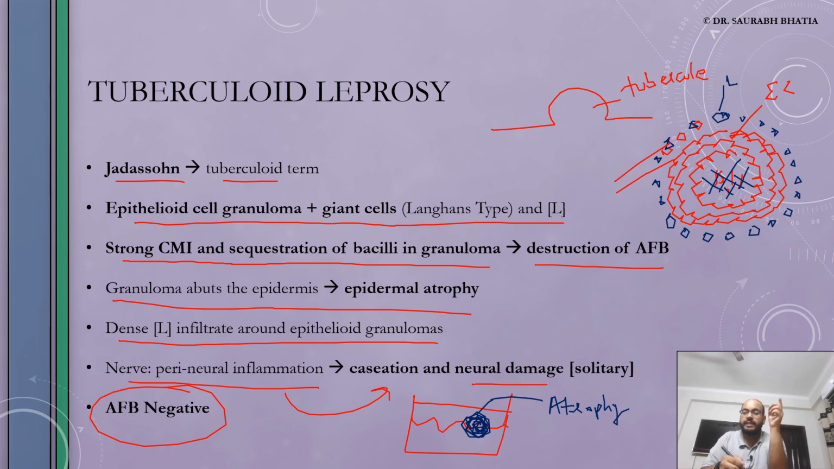In indeterminate leprosy, we saw only perineural lymphocytic infiltrate. Slight nerve damage, but in tuberculoid leprosy, the damage is severe enough to cause caseation necrosis or cheese-like necrosis. And this nerve damage is solitary. Solitary means that even in a single biopsy, you can get one nerve that is damaged and another nerve beside it which is perfectly alright, only infiltrated, no damage. So you can have solitary caseative damage of nerves in tuberculoid leprosy.